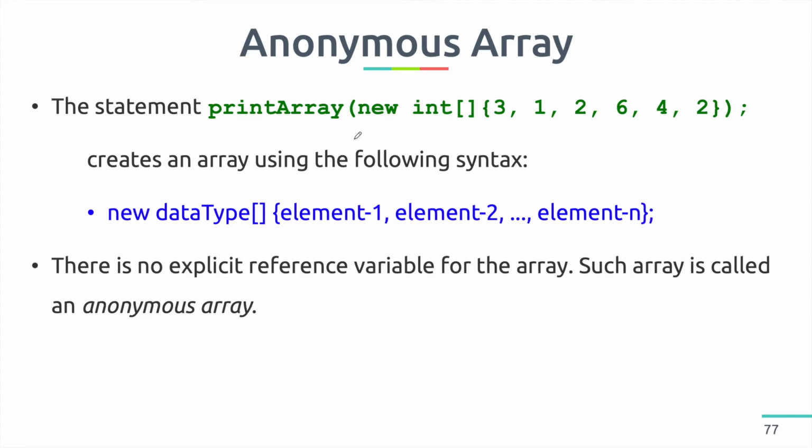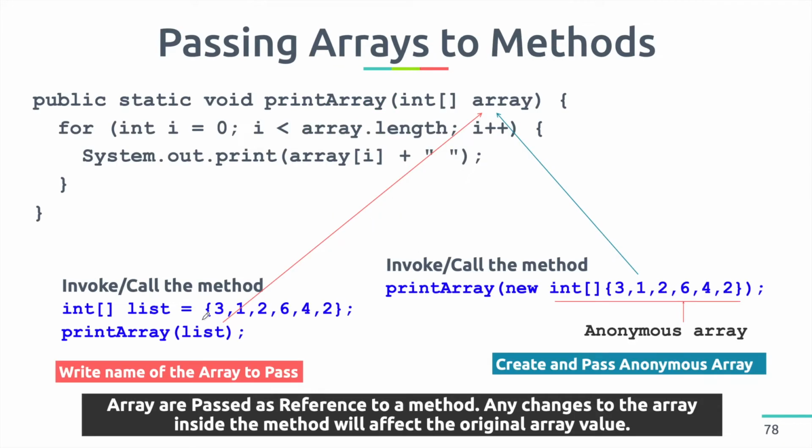So for example, here we can see the differences between creating an array that has a name, a normal array, and creating an anonymous array. So when we create a normal array and pass it to a method, what we usually do is first we give it a data type, square brackets, a name, and then equals to, and then define or initialize it with some values. And then we will send this list within the print method.